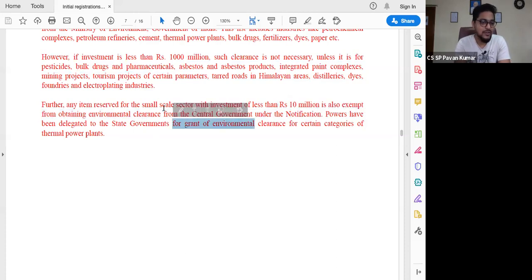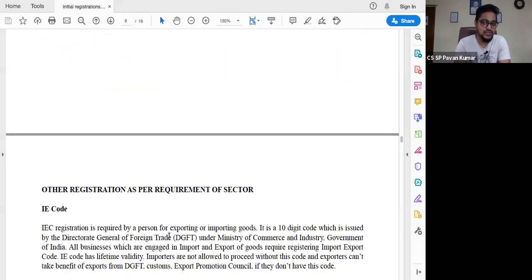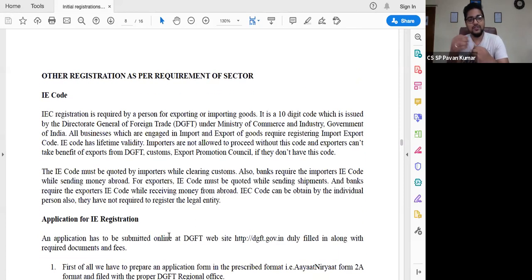Apart from that, you have to get here, other normally 1,000 million. Here, in case of SSI, it is only 10 million, because SSI units also can contribute only so much of income. So whatever we've seen so far is a mandatory registration. If I'm going to start that particular unit, it becomes mandatory for me to get all these types of registrations before I start that particular activity.